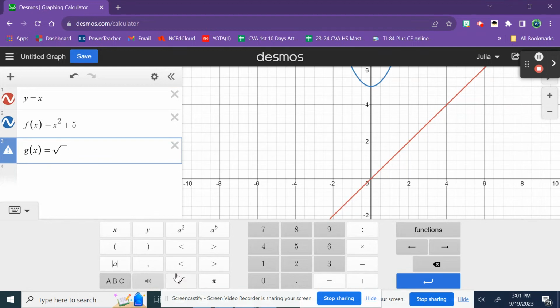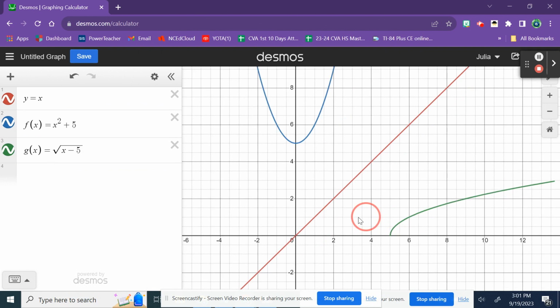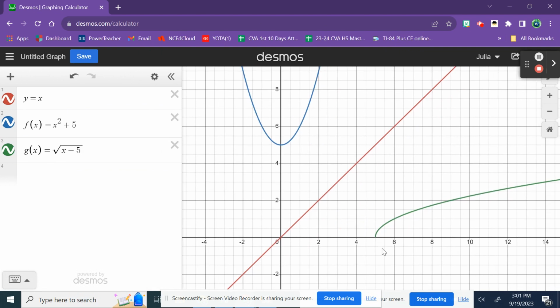Square root of x minus 5. Again, making sure that I am still under the root bar. So what you should see now is a perfect reflection. This is not a full parabola on its side because of the rules of this not being allowed to be in the negative, because it's a square root function.